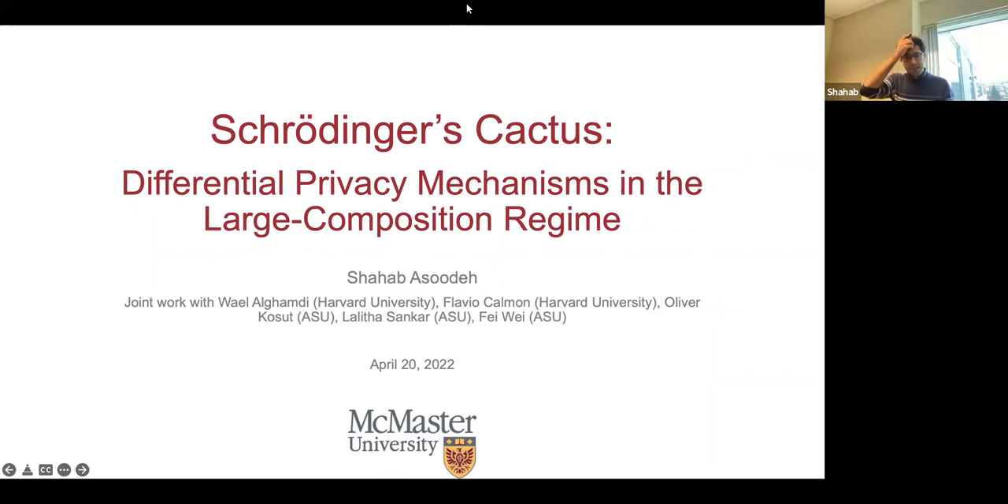Okay, so I want to talk about composition for differential privacy. I know there are lots of papers about composition in differential privacy, but what I'm going to talk about today is that we are looking at composition from a very different angle. We want to design mechanisms which are optimal for large composition regimes, so when the number of compositions is very, very high. So what we did is we developed a framework for designing a mechanism in this large composition regime, and we call it Schrödinger's Cactus, and we will see in a minute why we came up with this kind of cheesy name.